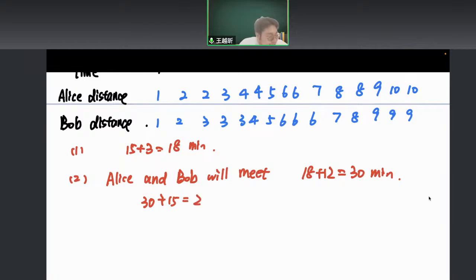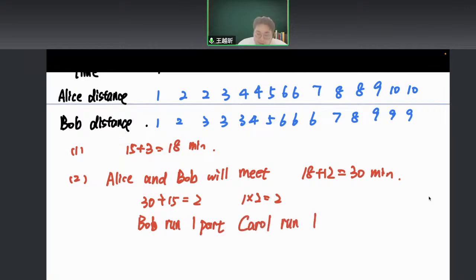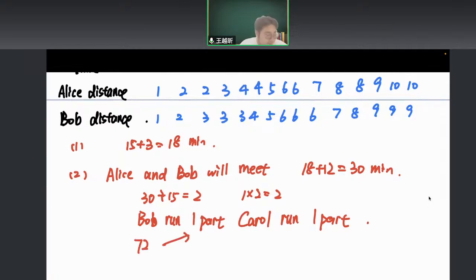So for these 2 periods, we can see the distance from Bob and Carol is just the distance between Alice and Bob, which is 1 times 2 equals 2 parts. So 2 parts. And Bob runs 1 part. Carol runs another part. So yeah, 72 is just 1 part. So 72 in 1 minute, the speed is just 72 meters per minute.